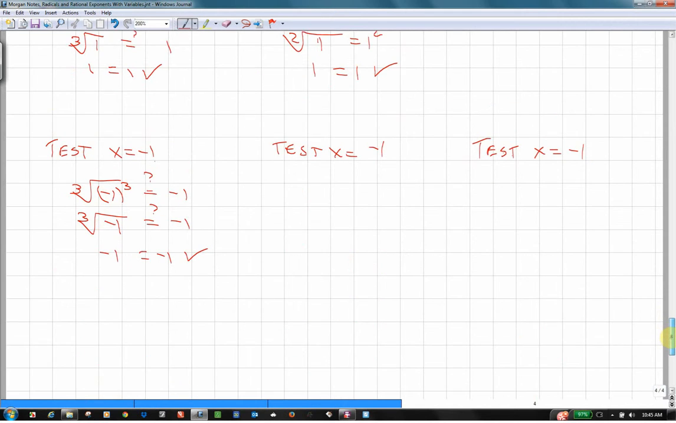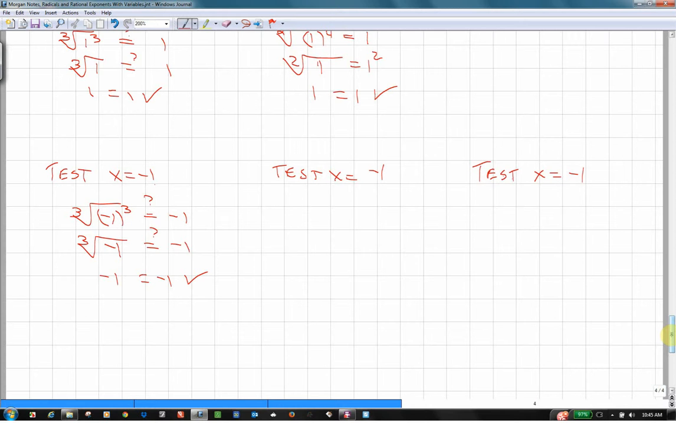Let's test if I put a negative 1 in there. Okay, so remember what that was. We said the square root of x to the 4th, is that equal to x squared? So using a negative 1, that would be the square root of a negative 1 to the 4th. Is that the same thing as a negative 1 squared? Negative 1 to the 4th is going to be 1, and negative 1 squared is 1. So the square root of 1 is 1, equal to 1. Yeah. Looks good.